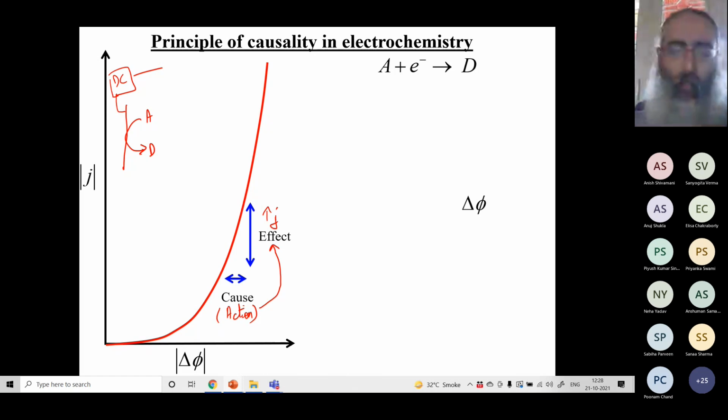By manipulating the electric field that is created at the interface, you are significantly changing the kinetics of the reaction, which in turn is manifested as a change in the Faradaic current density. In other words, an increase in the Faradaic current density. So this also leads us to another important question.